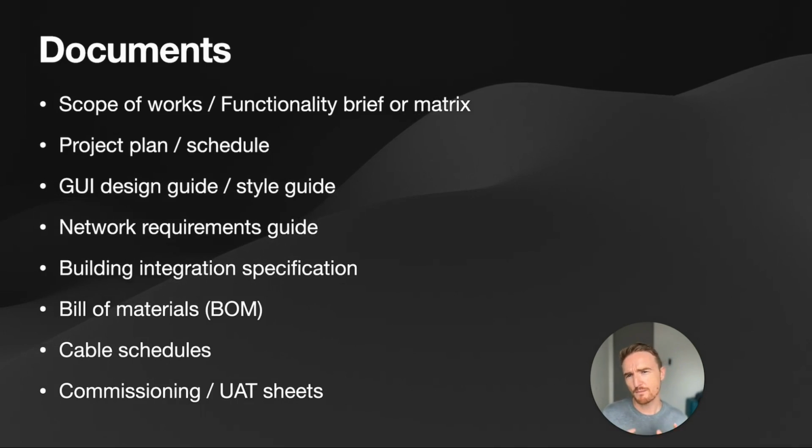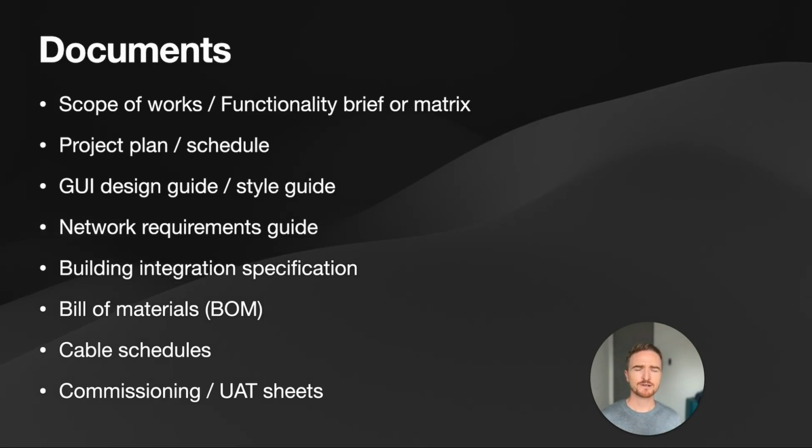So first of all, and probably most important, is a scope of works or a functionality brief, which is a written document that explains what happens inside of every room and how it should function. The scope of works, or this functional brief, has several different names. It will often be used by the programmer. So if there's a control system involved, he's going to be looking at the scope of works to understand what it is he needs to make this room do.